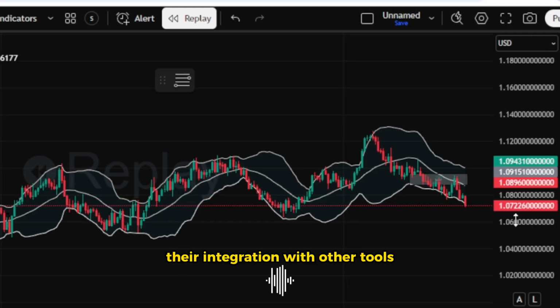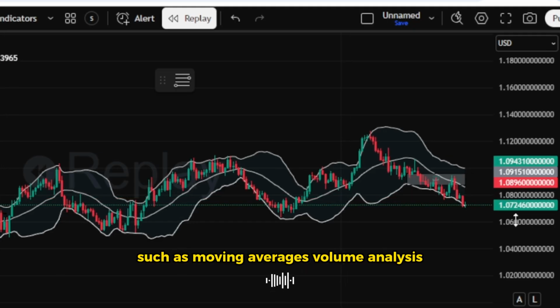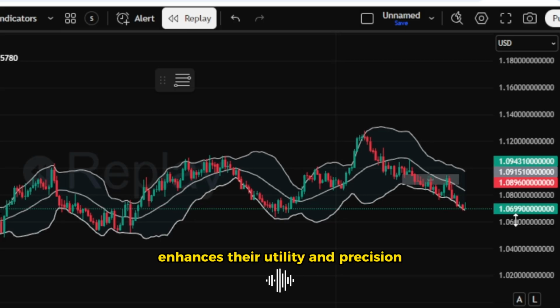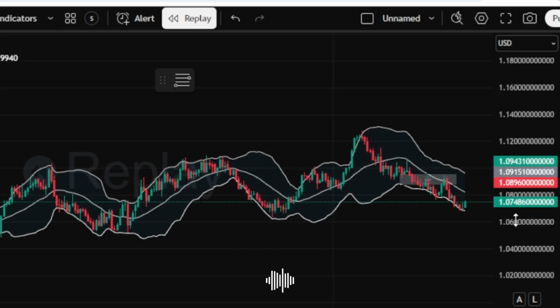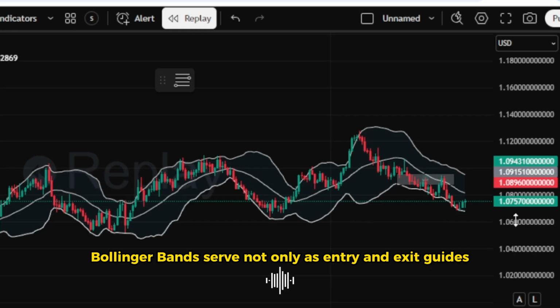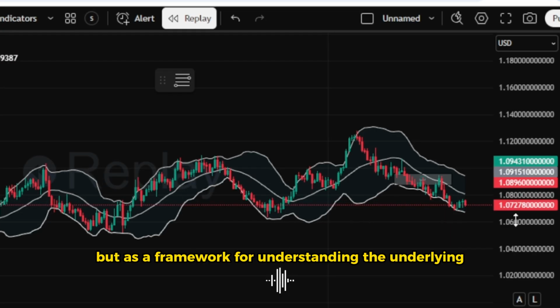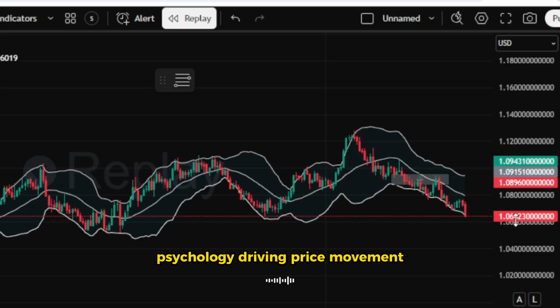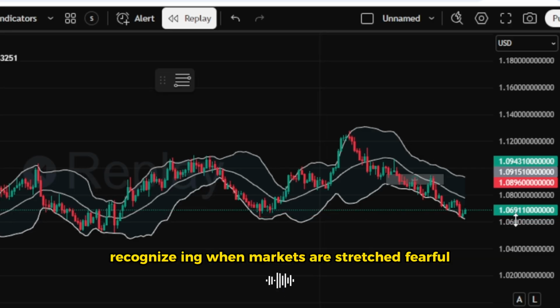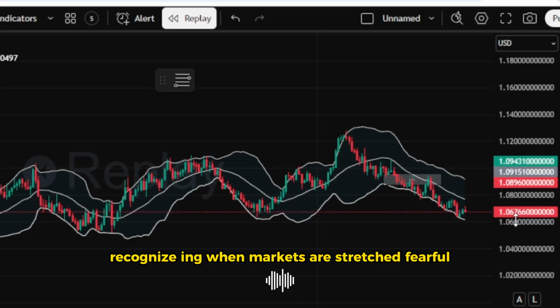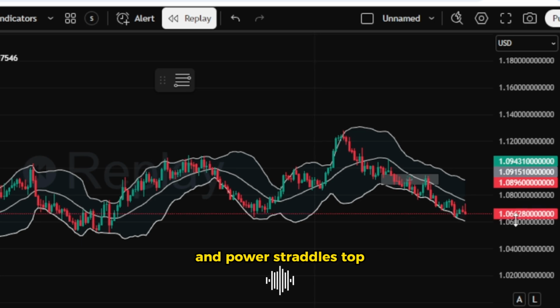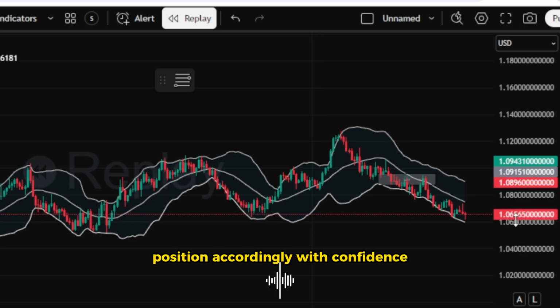Their integration with other tools such as moving averages, volume analysis, and momentum indicators enhances their utility and precision. Bollinger Bands serve not only as entry and exit guides, but as a framework for understanding the underlying psychology driving price movement. Recognizing when markets are stretched, fearful, euphoric, or complacent through the bands empowers traders to position accordingly with confidence.